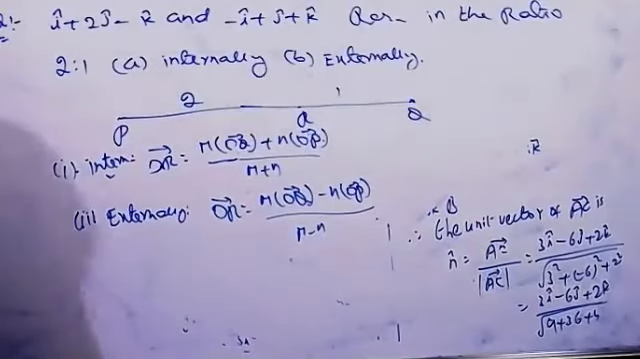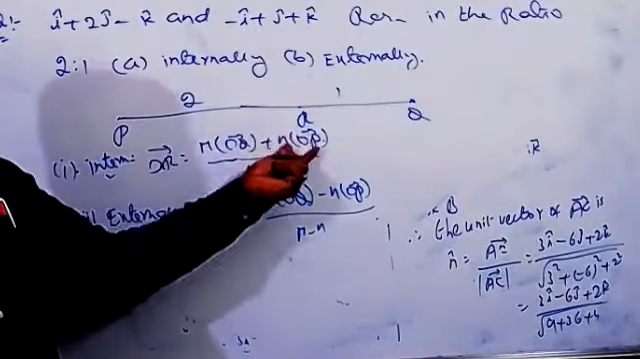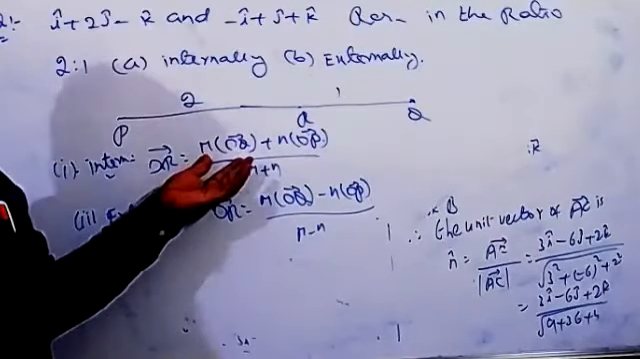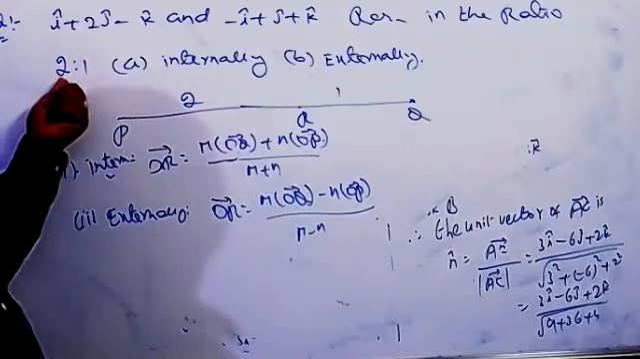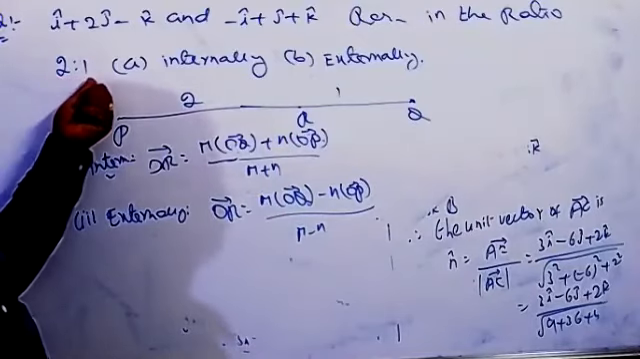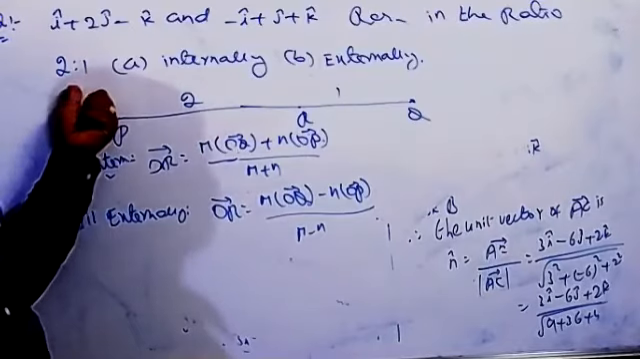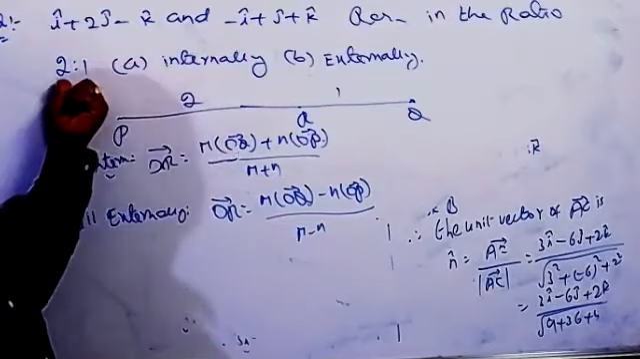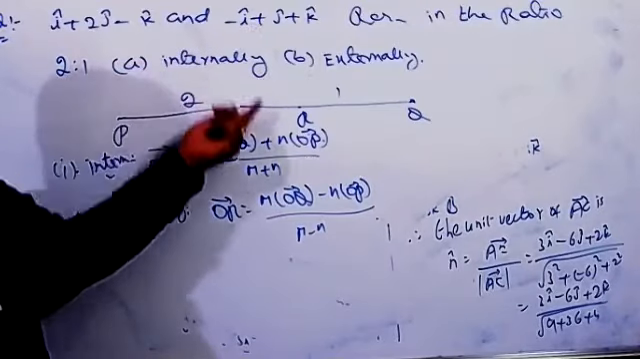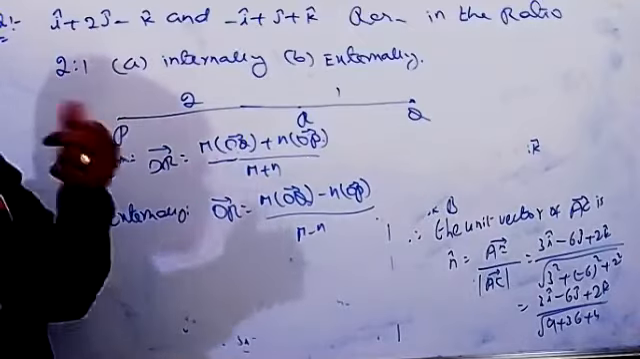What is the meaning of OQ and OP? OQ is equal to the second vector and OP is equal to the first vector. Directly you can substitute there. And what are the values of m and n? The m is to n ratio, so n equal to 2 and m equal to 1. So this OQ you multiply with 1, we get it as it is, plus 2 into this vector, whole by 2 plus 1 equal to 3.